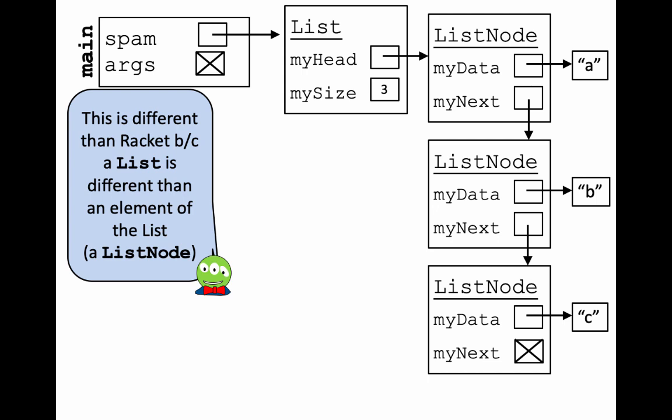And I want you to notice that this is different than Racket because we have two different types. We have a list and then we have a list node, so that's that internal stuff. And that distinction doesn't exist in Racket.